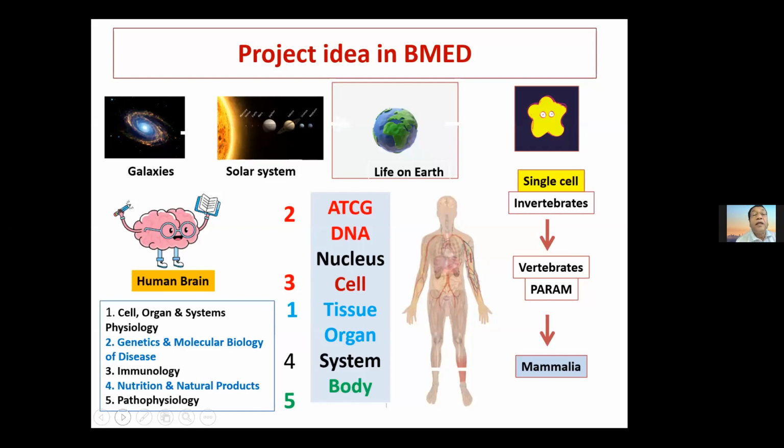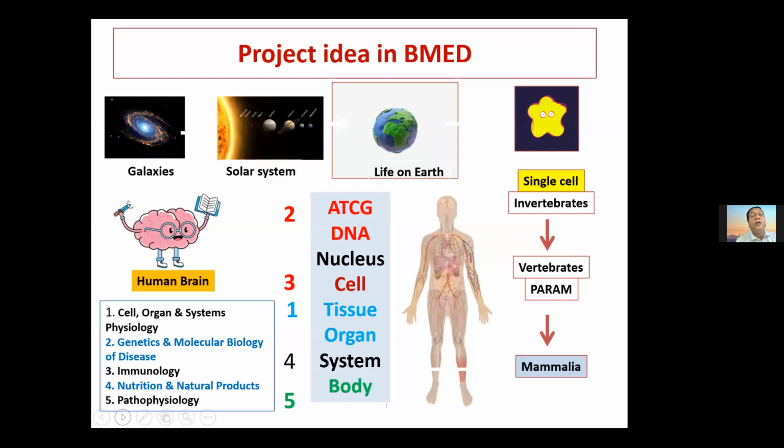And from these vertebrates, we have 5 different classes of animals, and I just put an abbreviation, if you can see, PARAM. P stands for class Pisces, A for Amphibia, R for Reptilia, A for Aves, and M for Mammalia. I will not give you any examples, but I will just try to highlight. M is for Mammalia, that is the mammalian tissue, meaning the human being who has evolved from the Neanderthal man to the Homo sapiens.